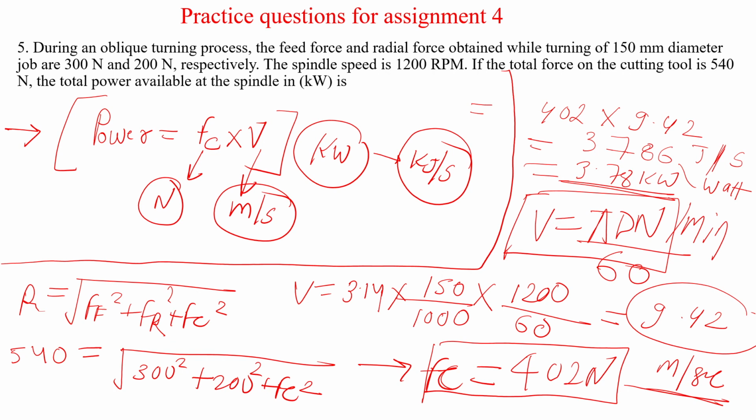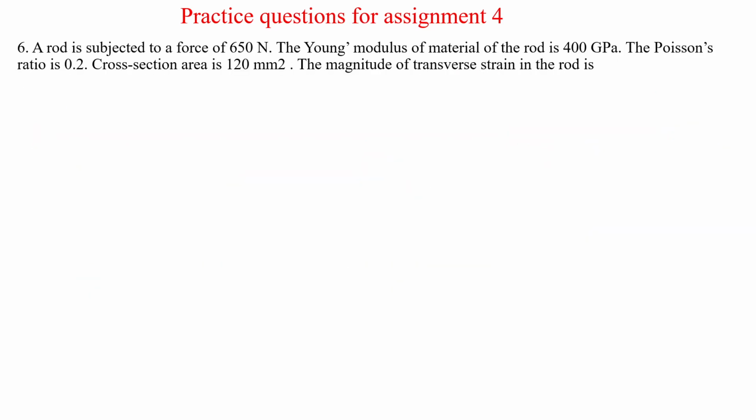So what we have done, we need to find the power. So we know power is Fc into V, where Fc is in Newton, V is in meter per second. So we have other forces. From that we calculated Fc, and for V we calculated pi DN by 60, but we need meter, so we did 150 by 1000. From here we calculated V. So Fc into V we got in watt, but we have to find in kilowatt so divided by 1000. Is it fine? Okay. So we just move to next question.